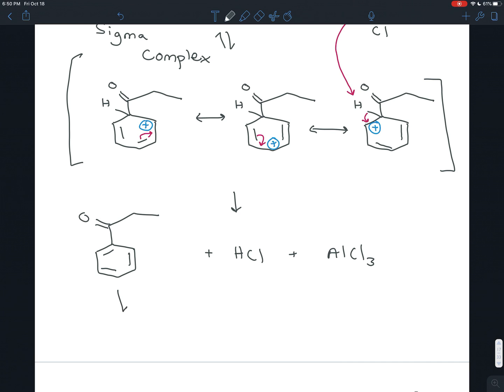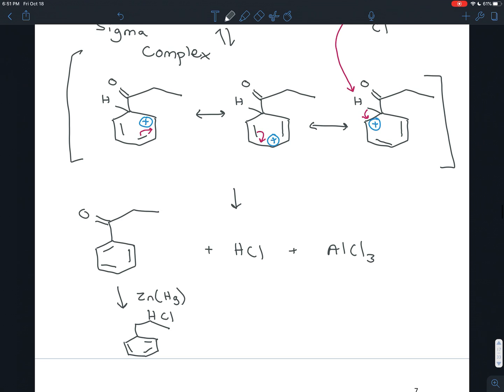If you don't want them, you can reduce them by adding a zinc mercury amalgam. So you take zinc and mercury metal and you smush them together until they become like this new Frankenstein metal. And then you combine that with HCl, and that ends up reducing them. So you end up getting just the chain. So it's a useful thing to know how to do, that little recipe. That's how you can form those bonds between a benzene ring and a primary carbon using this Friedel-Crafts acylation.